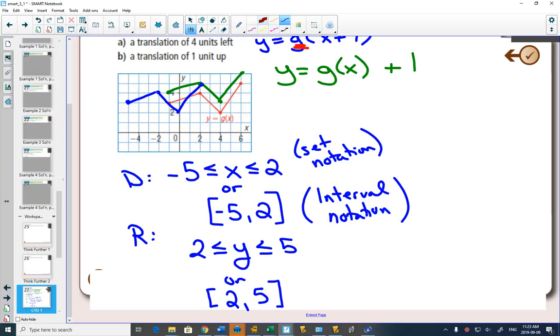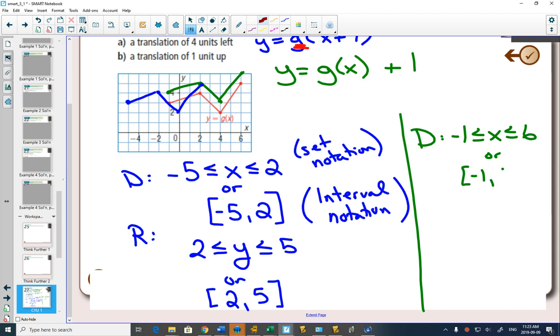We're asked for the domain and range for each of them, so I'm going to switch colors now to green. Now, for my domain for my green graph, my smallest value is negative 1. My largest x value is 6. So I could write it like this. Or like that. And for my range, the smallest y value for my green graph is 3. The largest y value for my green graph is 6.